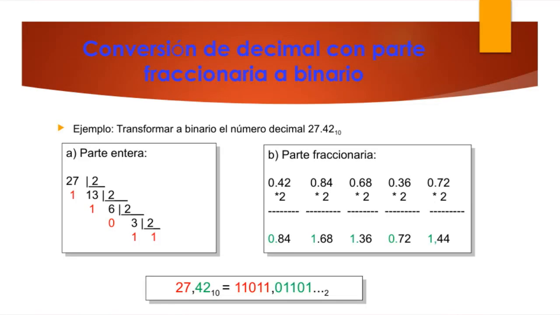Let's break down how to convert a decimal number with a fractional part into binary. We start by separating the whole number from the fraction. For the whole part, we divide by 2 repeatedly, noting the remainders. That gives us the binary digits from right to left. For the fractional part, we multiply by 2, extracting the integer part each time to build the binary fraction. This step-by-step process transforms a decimal like 27.42 into its binary equivalent, combining both parts seamlessly.